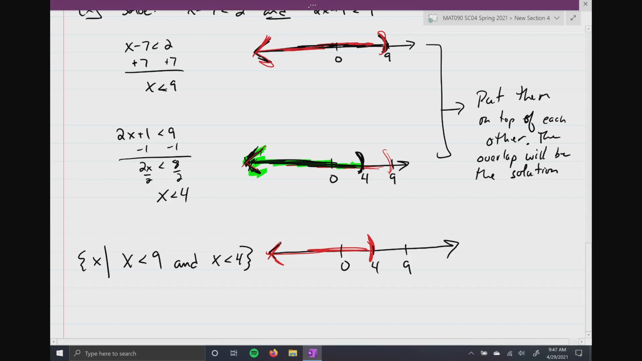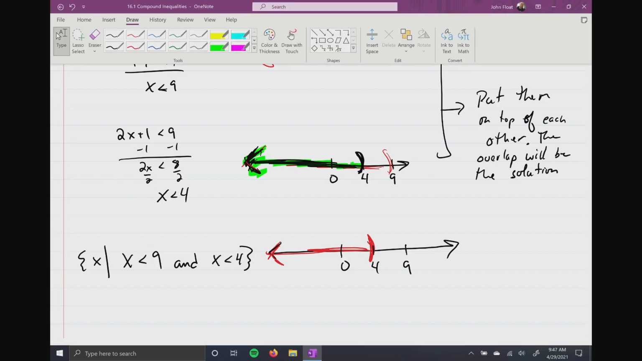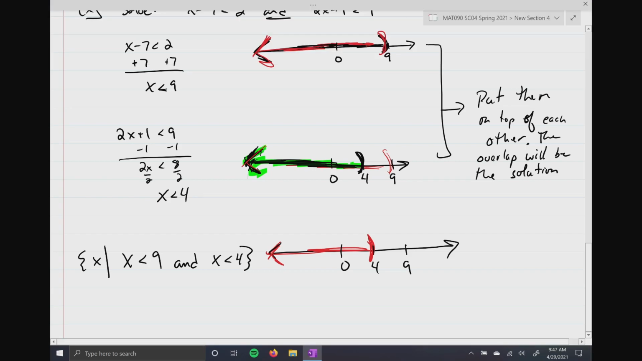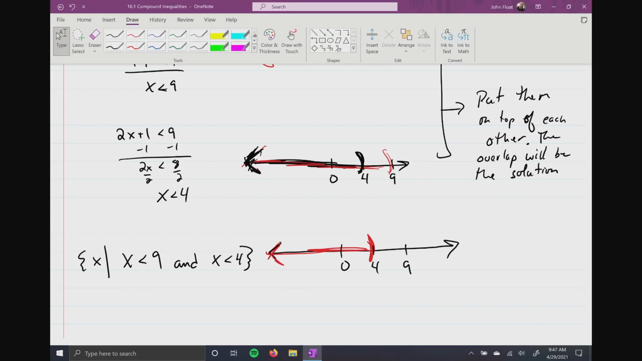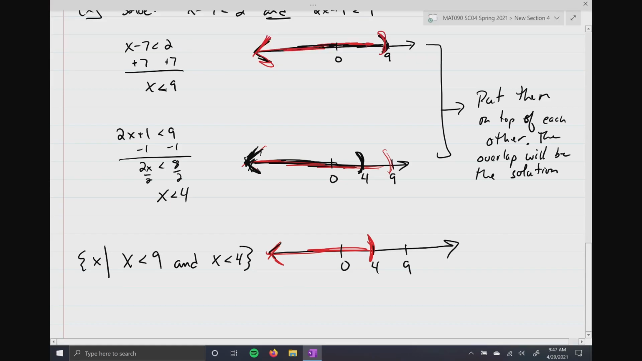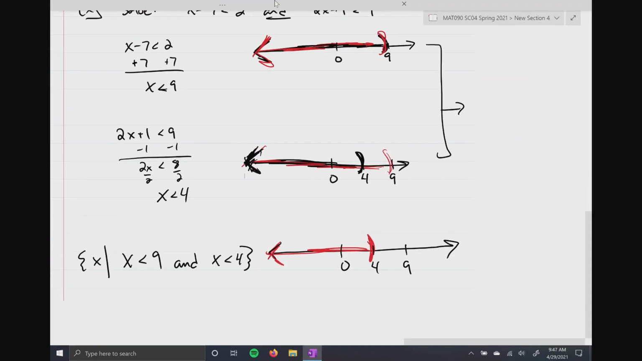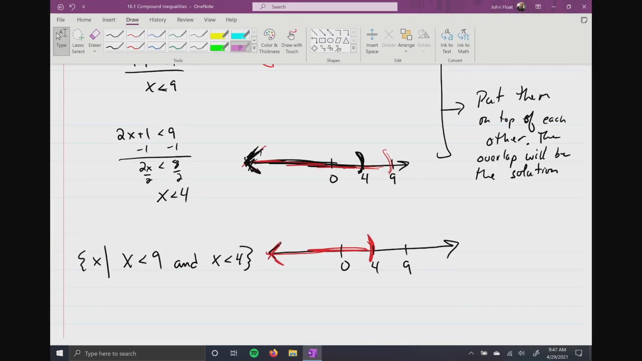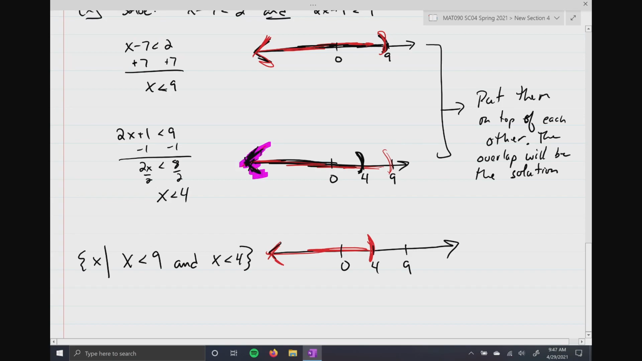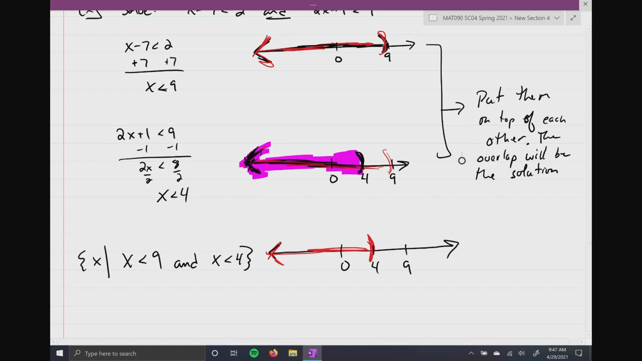Boy, that looks really bad. Maybe I need to use a better... Actually, I think... Oh, come on. I think the magenta or whatever this purple is going to be the best. Yeah. That overlap occurs right here. That's where the overlap occurs. So that's going to be my final solution.